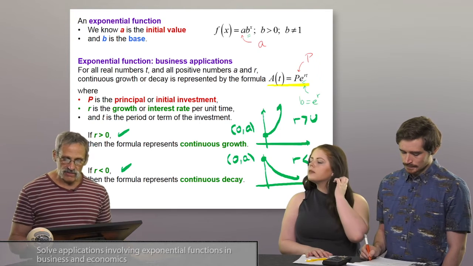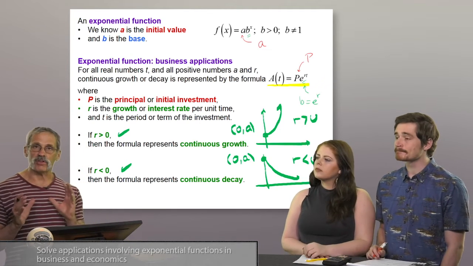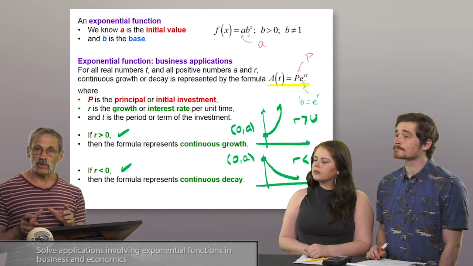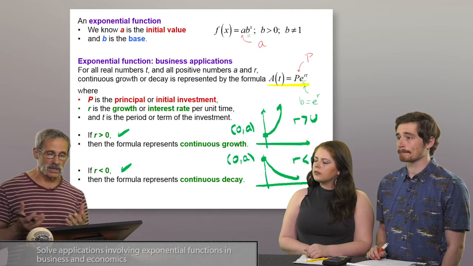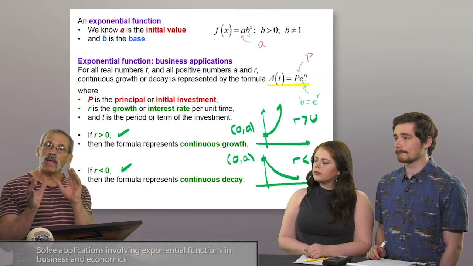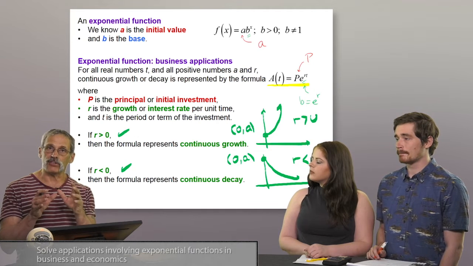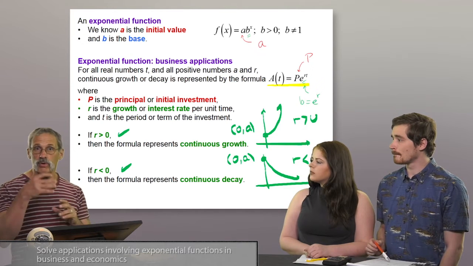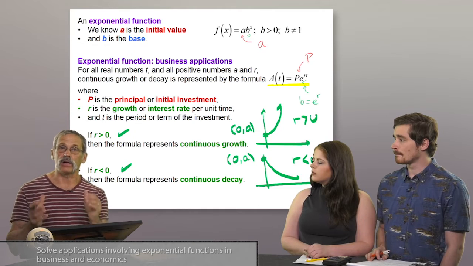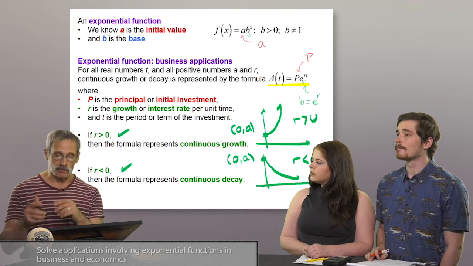So when we look at these investment type problems, very often we're given a time frame, that's t, and an interest rate, that's r, and maybe we're asked to find an initial amount or principal, which is P, or maybe we're asked to find an amount after time t.